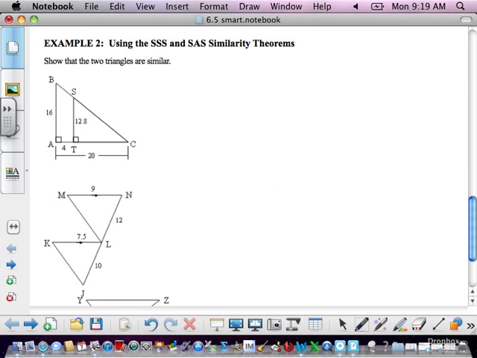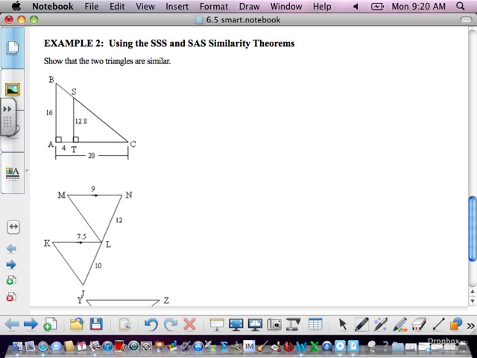Okay, let's look at A for example 2. We want to use side, side, side, or side, angle, side. What do you think this one would be, guys? Side, side, side, or side, angle, side? Which one? A. Side, and we've got an angle, side. Side, angle, side.